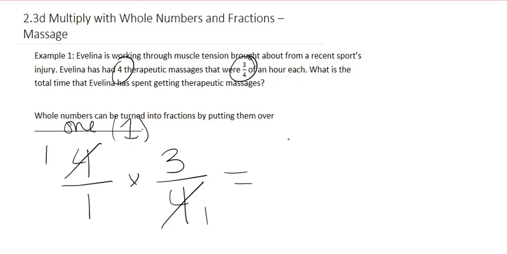So 1 times 3 is 3. 1 times 1 is 1. And so now we get 3 over 1, which is the same as 3, because 3 divided by 1 is equal to 3. So Evelina has spent 3 hours receiving therapeutic massages to help work through the muscle tension. So let's look at another example.